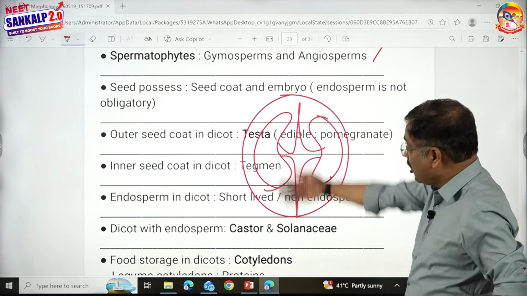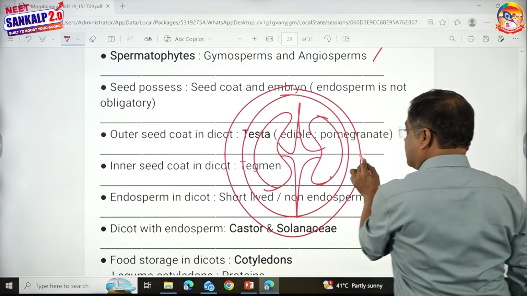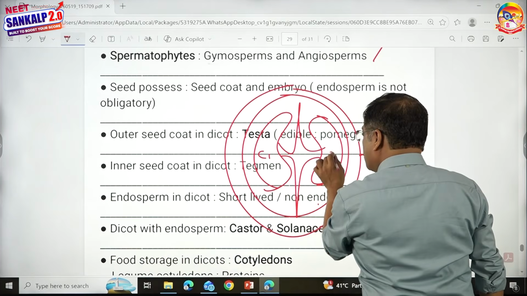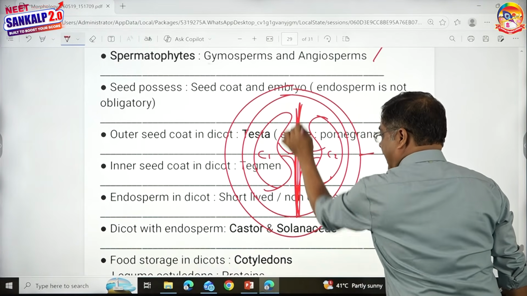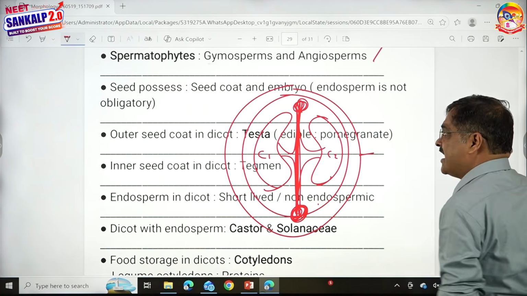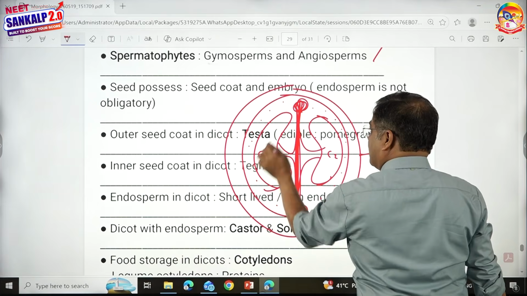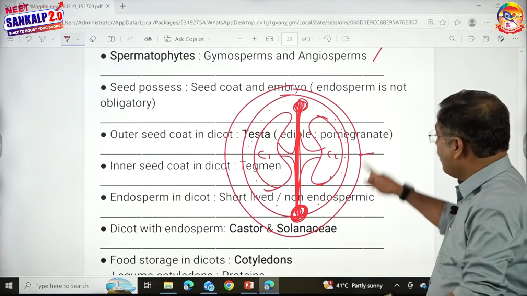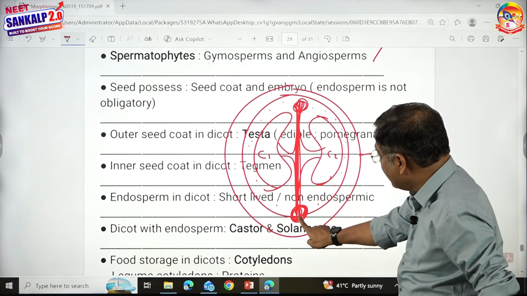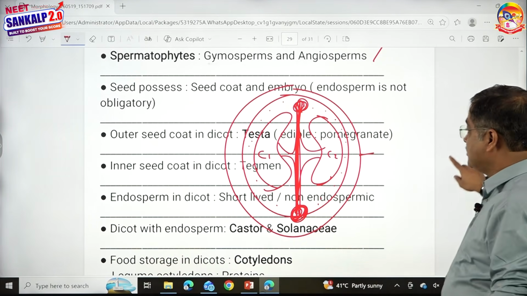If I take a seed longitudinally, all right, simple diagram. This is the outer seed coat, testa, inner seed coat, tegmen. These are the two cotyledons. This is an embryonal axis. This is called radicle. This is called plumule. You may ask me, where is the endosperm? Endosperm used to be there. Now it is no more there. Why? Because the cotyledons absorb all the food. Outer testa, inner tegmen, two cotyledons, embryonal axis, radicle, plumule, endosperm is short-lived. This is said to be a dicot seed.